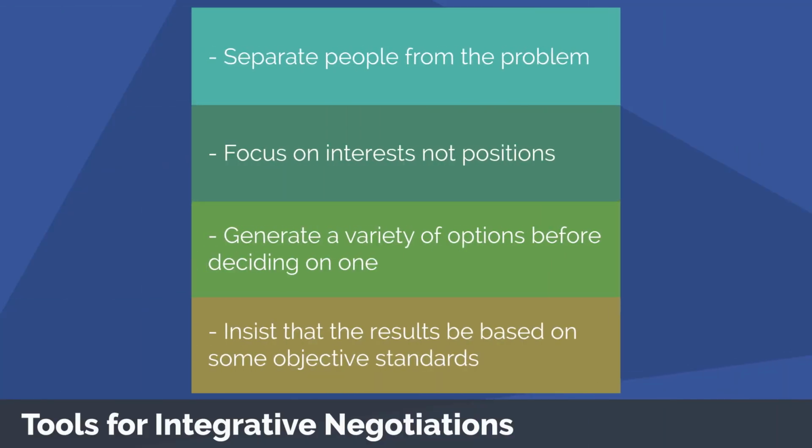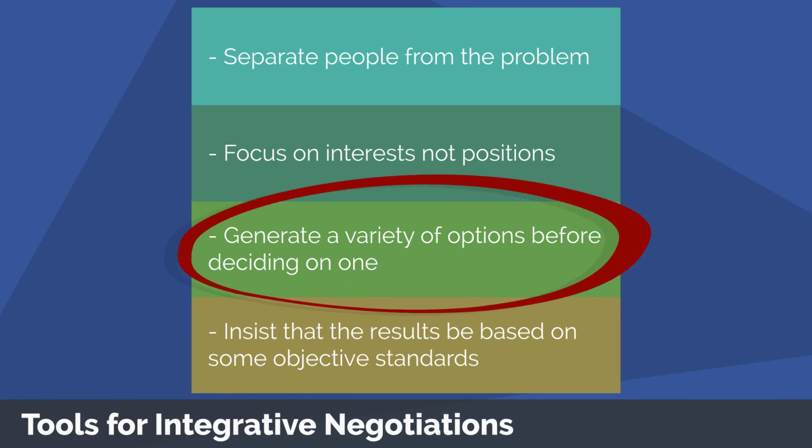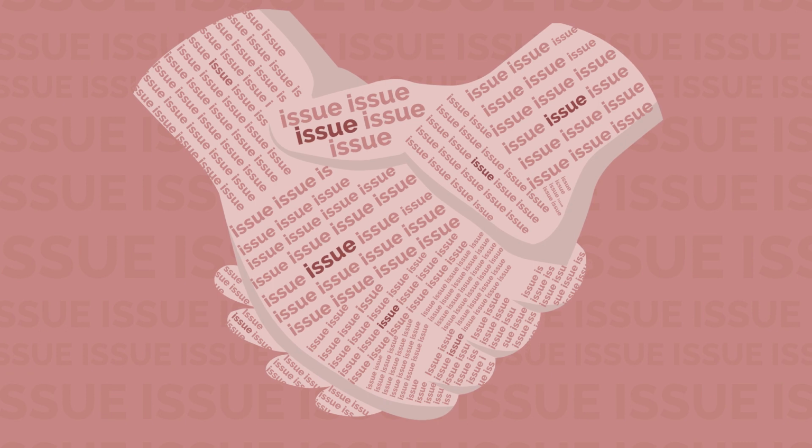Remember, there are 4 tools for integrative negotiations. This video focused on the third tool for integrative negotiations, generating a variety of alternatives. To generate a variety of options, you need to think about the big picture of a negotiation while also recognizing that there are a number of smaller issues.